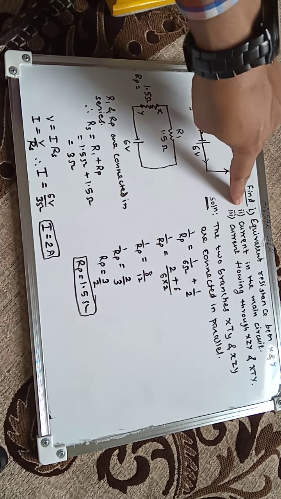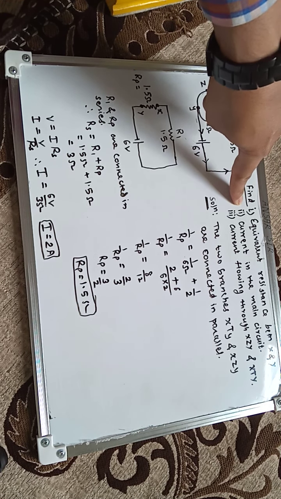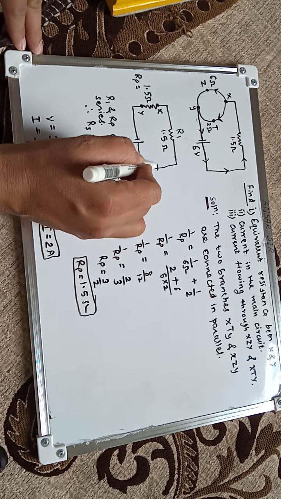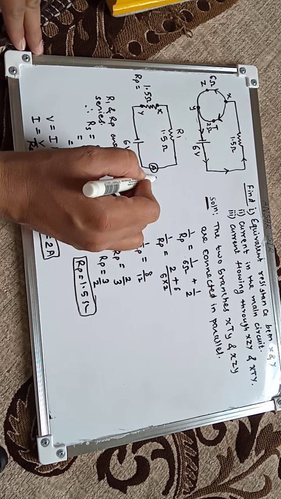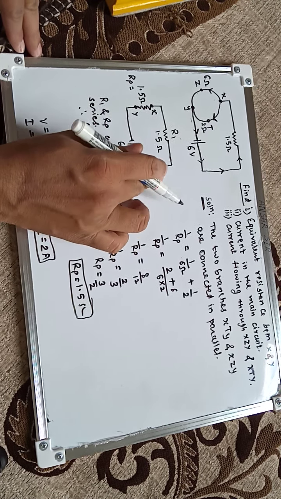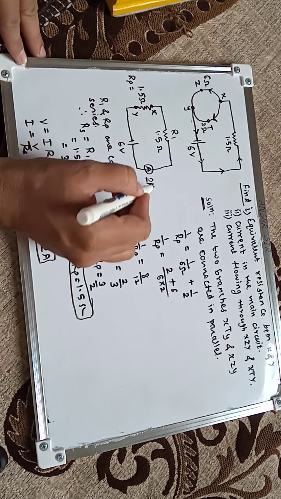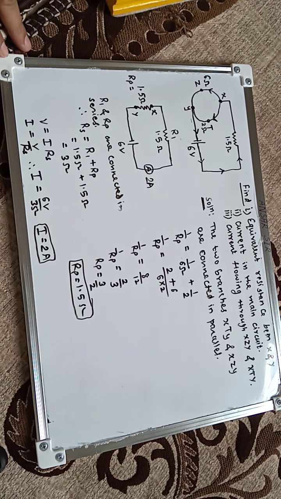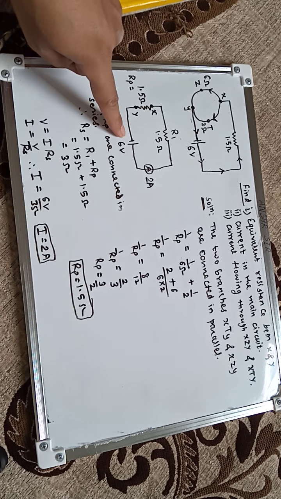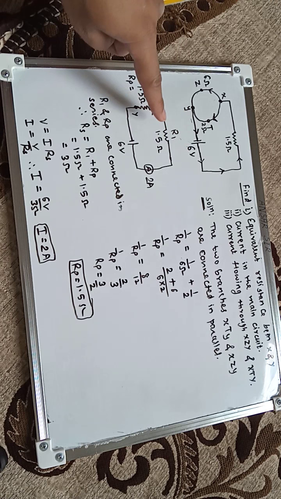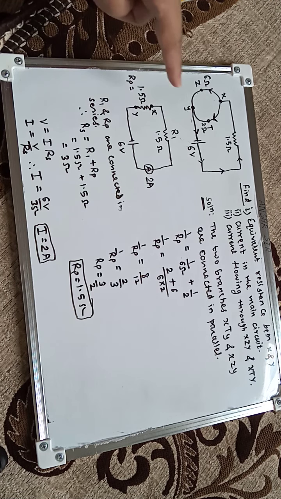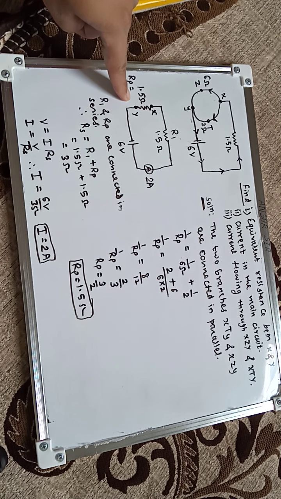The second question says, what is the current in the main circuit? Main circuit means if we connect an ammeter here, how much reading will it show? So it will show the reading of 2 amperes. Understood? We are getting 2 amperes current from the battery, and this 2 ampere current is flowing through this and here, and it is flowing through this value also.